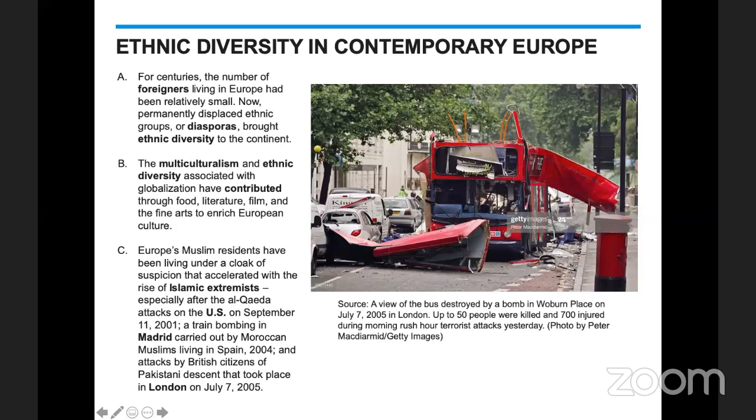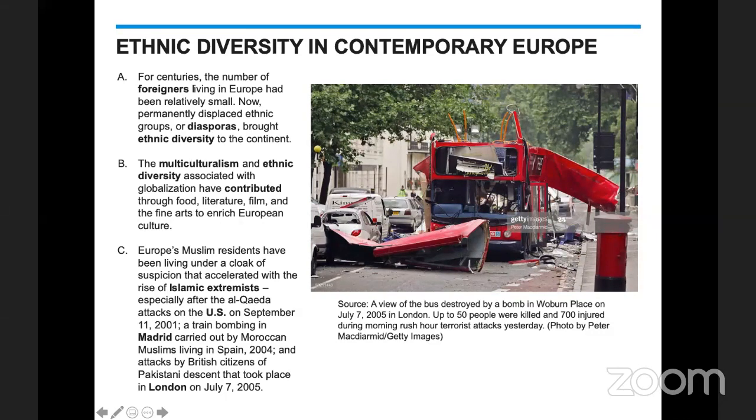So in the A paragraph, for centuries, the number of foreigners living in Europe had been relatively small. Now, permanently displaced ethnic groups or diasporas brought ethnic diversity to the continent. I will say that I believe London to be one of the most diverse cities in the world, no question. So B, the multiculturalism and ethnic diversity associated with globalization have contributed to the cultures through food, literature, film, fine arts, and it's enriched European culture.